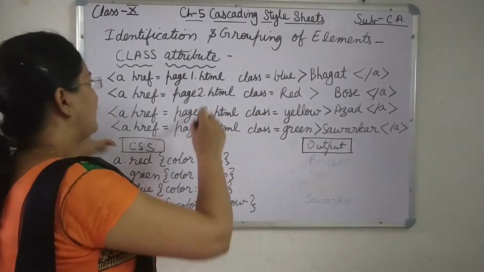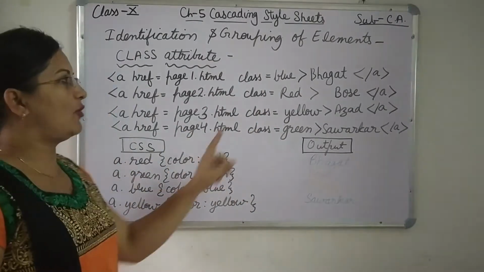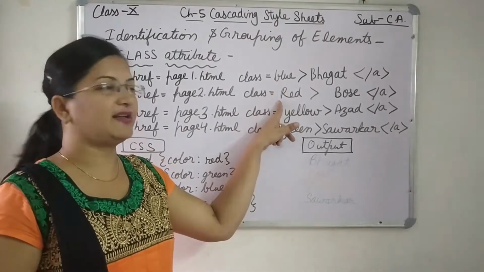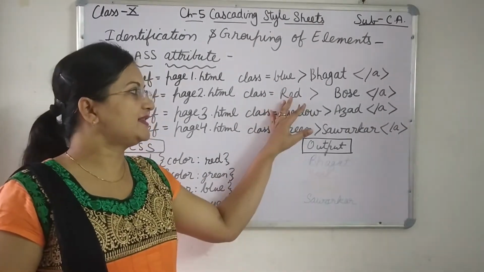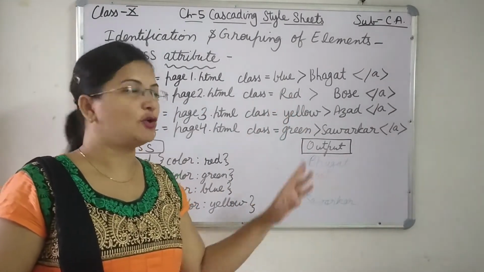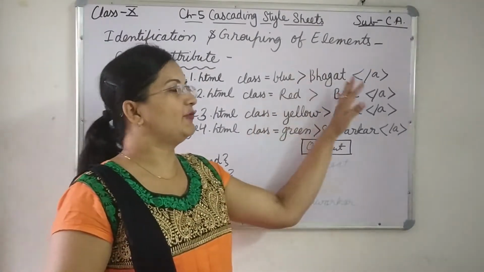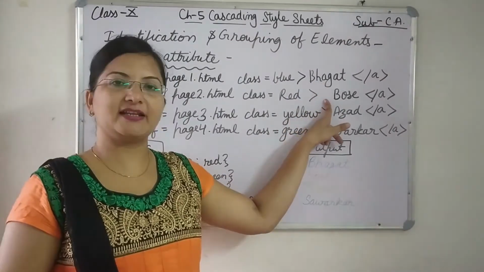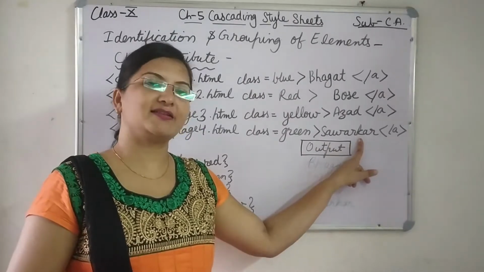Okay, you can see there are 4 links, class attributes, and all class have different names. This class is blue, this is red class, this is yellow class, and this is green class. And something related to this class I have added in the CSS so that I can have desired result. So these are 4 links. First link is Bhagat, second link is Bose, third link is Azad, and fourth link is Savarkar.